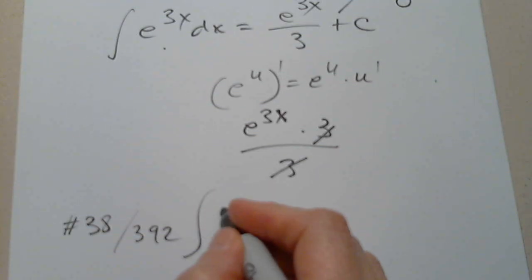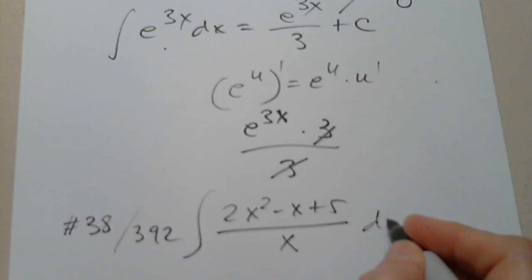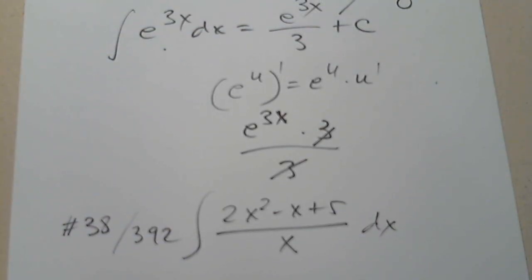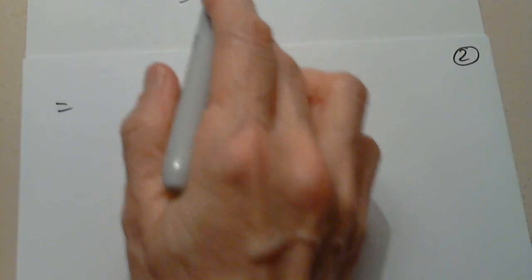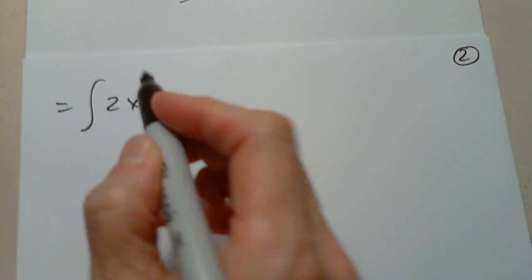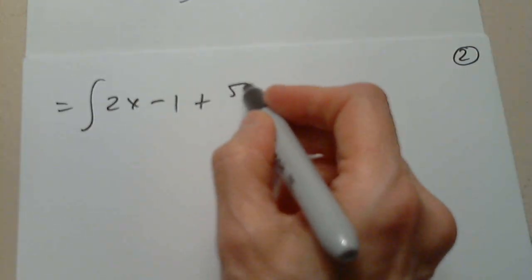Integral of (2x squared minus x plus 5) divided by x dx. Good. Because the denominator is just one term, I will separate the fraction into three fractions, and at the same time simplify each fraction by itself. So 2x squared over x is 2x. x over x is 1 with minus in front, plus 5 over x.